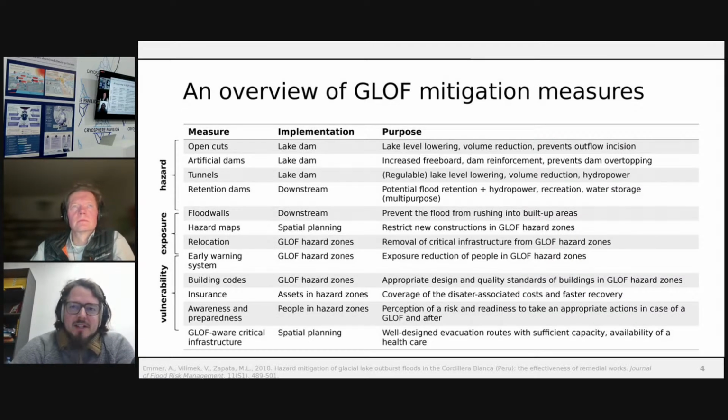In this table, I have summarized various types of GLOF risk mitigation measures, ranging from hazard mitigation measures, including open cuts, artificial dams, and tunnels that are implemented directly at the dam, retention dams and flood walls that are usually implemented further downstream. Then we have exposure reduction measures, including hazard maps, relocation and early warning systems, and vulnerability reduction measures, including building codes, insurance, working on awareness and preparedness, and GLOF-aware critical infrastructure.